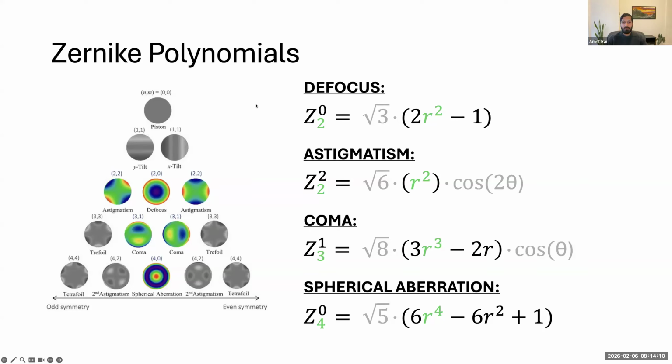We can see that the highest powered R term for each of these modes matches the row that the Zernike mode is in. We start with a row of 0, 1, and 2, and we can see that defocus and astigmatism both have an R squared term. Coma in the third row has an R cubed term, and spherical aberration in the fourth row has an R to the power of 4 term. But here is where the issue arises. The higher order modes, like coma and spherical aberration, have contaminants. They also contain lower order modes like R and R squared. This is the garlic flavoring in the sea salt.